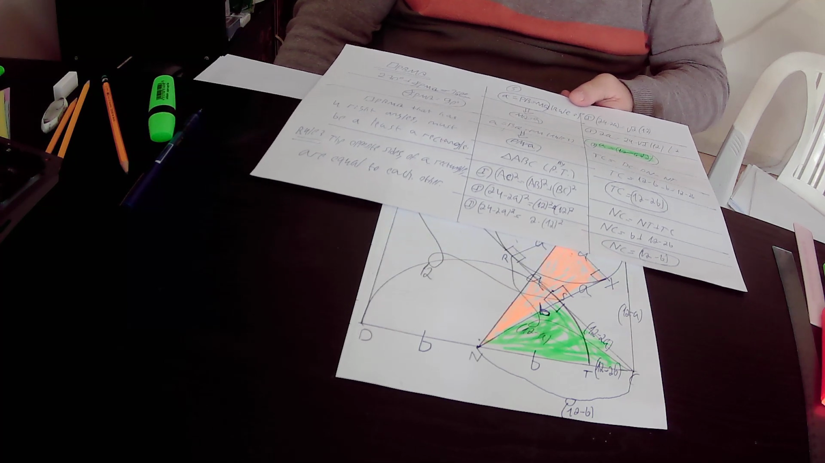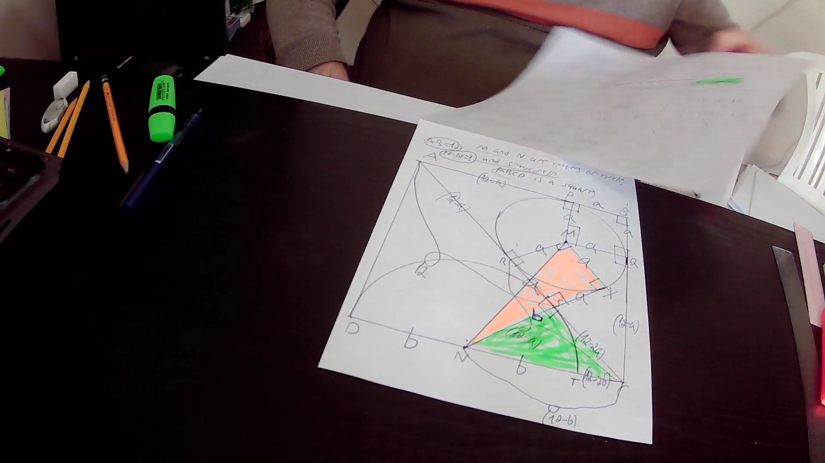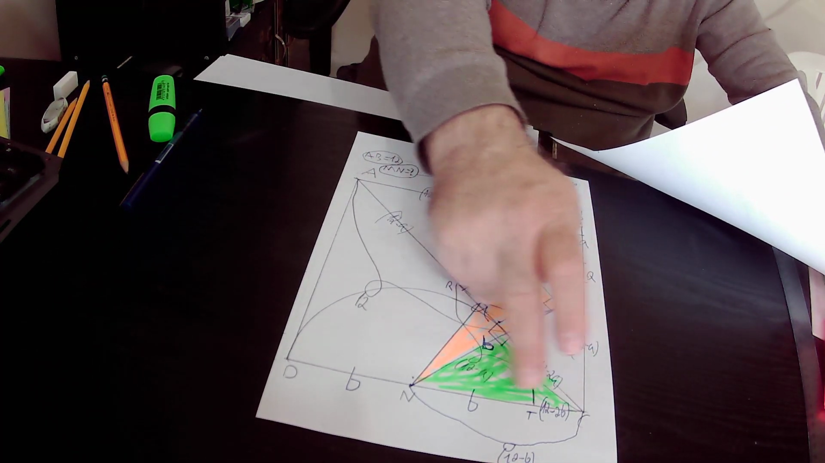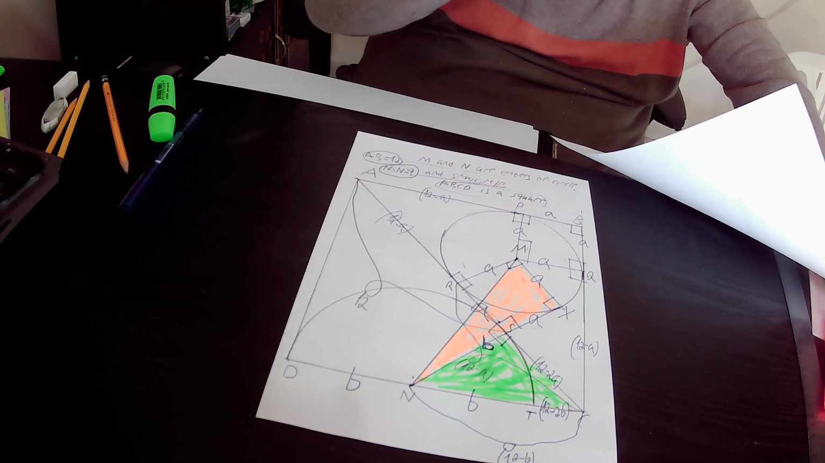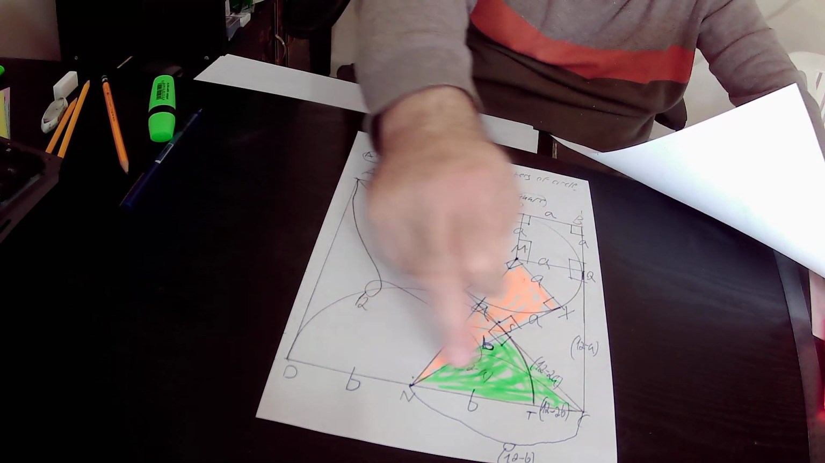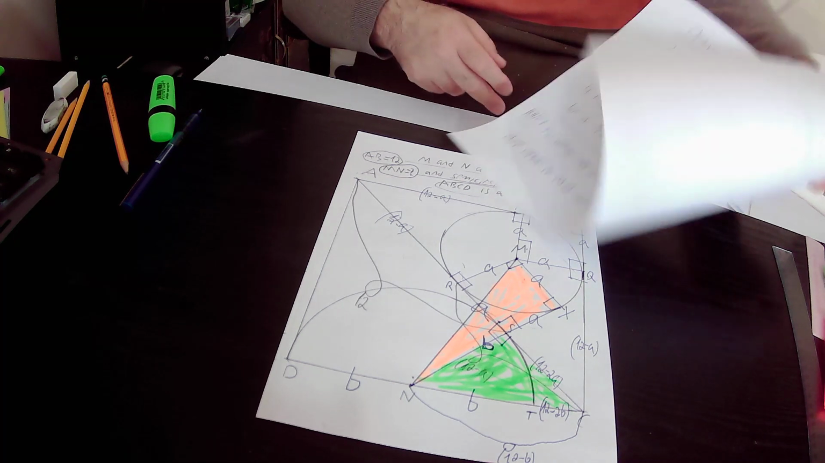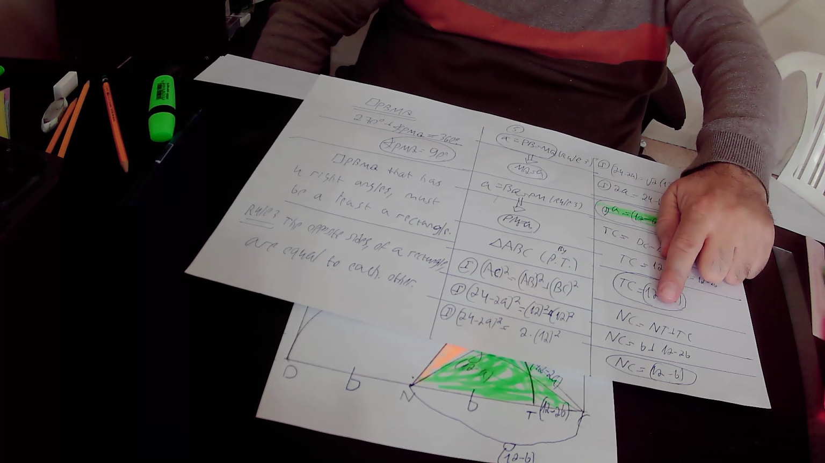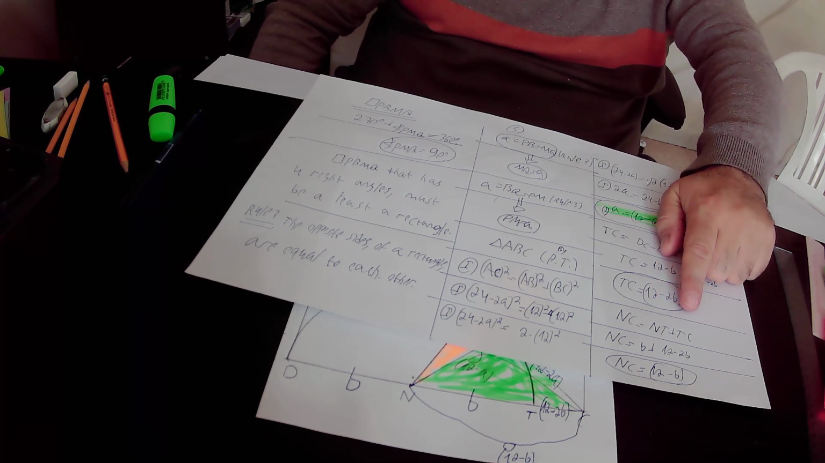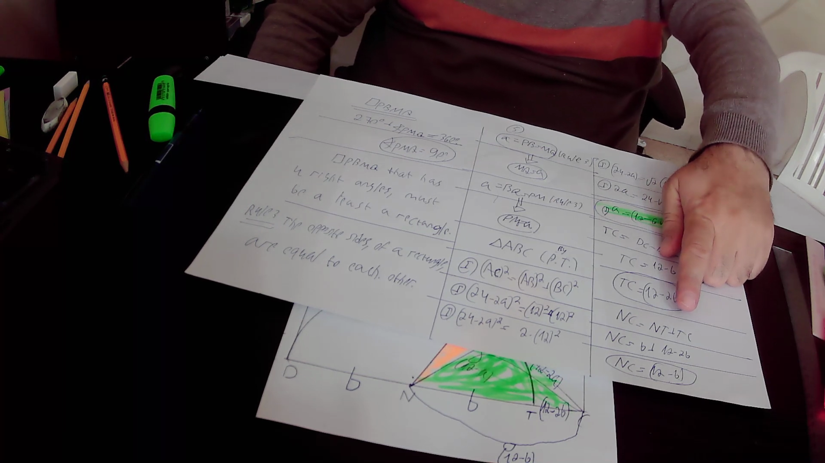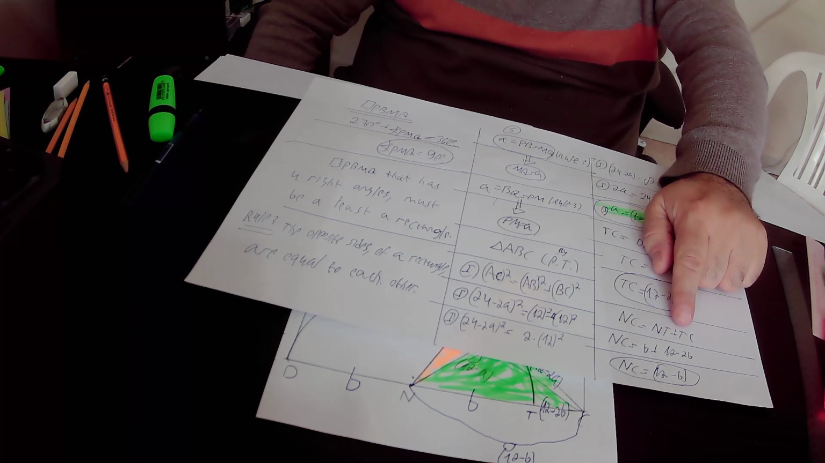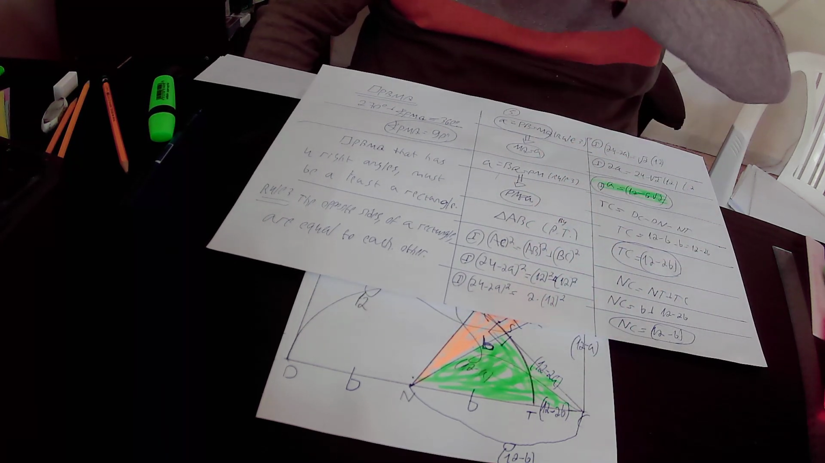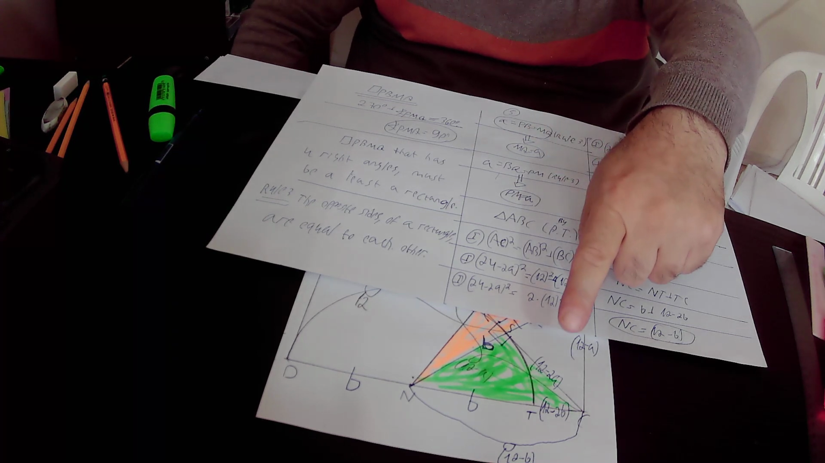Then we found out the value of NC, the value of the hypotenuse NC of the main triangle. NC is equal to NT plus TC. So NC equals NT, that is B, plus TC, that is 12 minus 2B. So NC equals 12, and B minus 2B is minus B. So in conclusion, we found out that NC, the hypotenuse of the main triangle, equals 12 minus B.